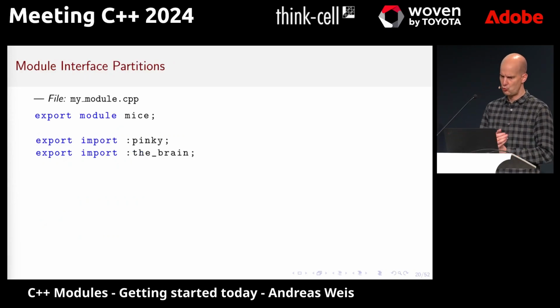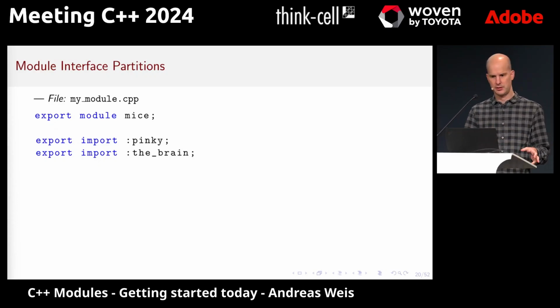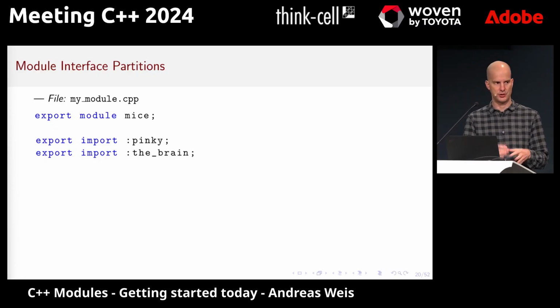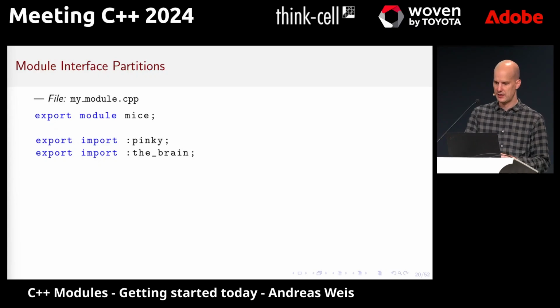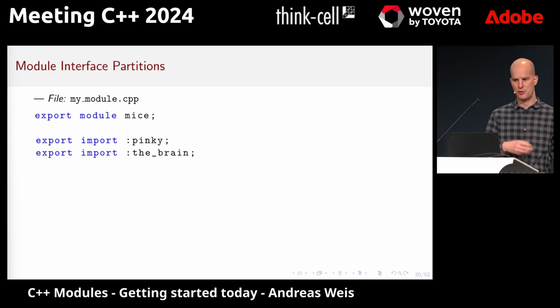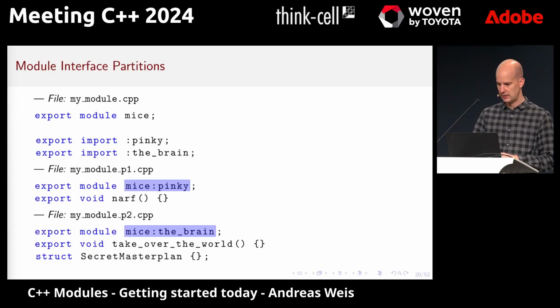You might want to go one step further and instead of just splitting into interface and implementation, you might also want to split the interface into different components. And that's what you can use module interface partitions for. So here our module is called mice, and I want to split the interface up into two parts, Pinky and the brain.